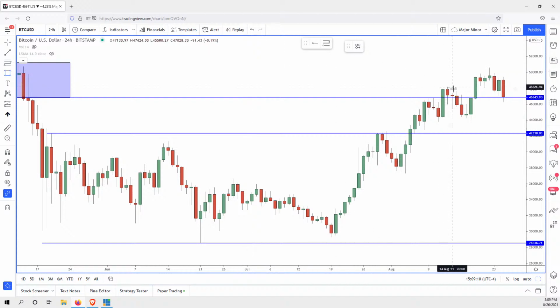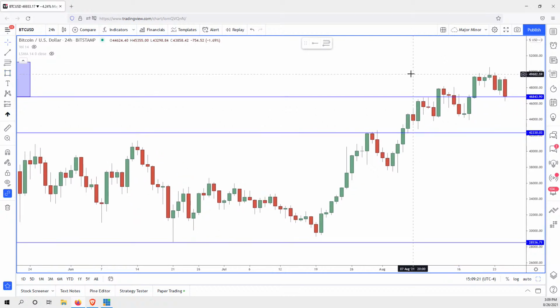So my point is this. I don't like this support. I want to see the 44K area be touched, tested, and perhaps we get a reversal there. That would make a little more sense in terms of reward risk. So as far as when something like this can unfold, maybe over the next few days. That's the whole point of me doing this analysis on a Thursday.